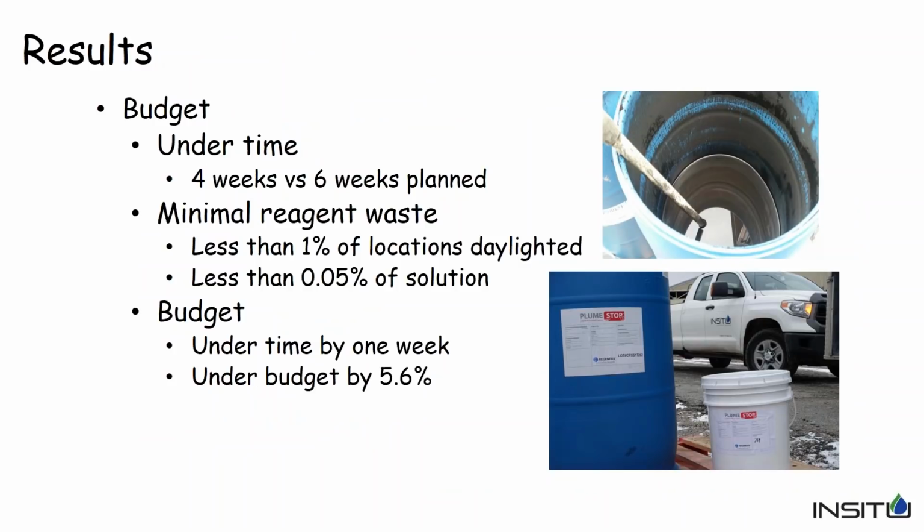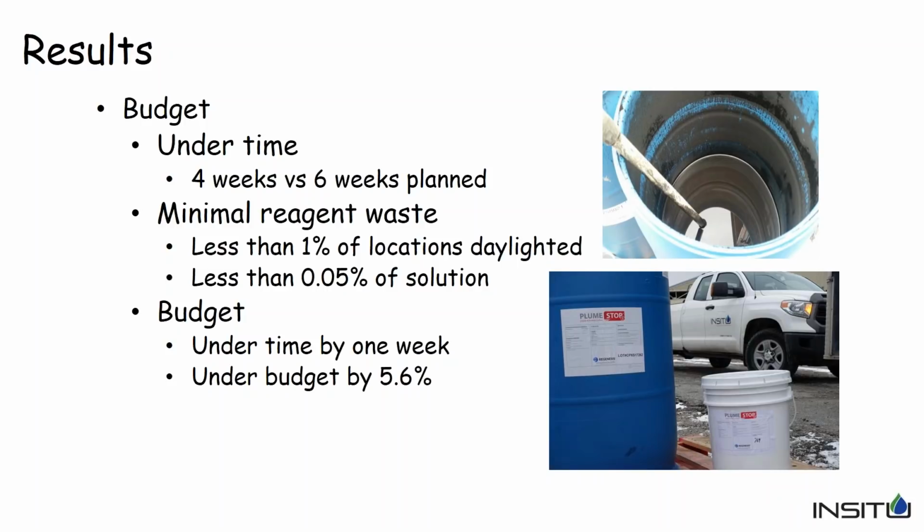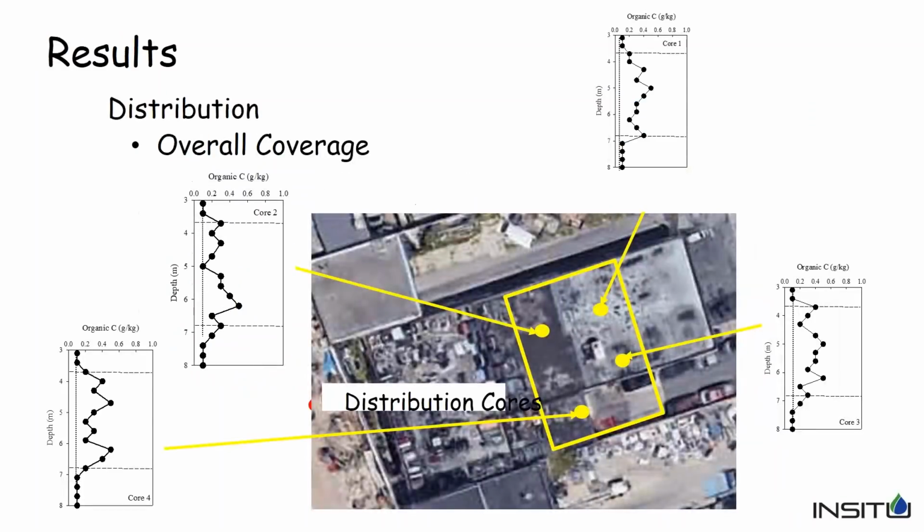Of course, everybody worries about budgets. From a budget point of view, we looked at it 2 ways. One was by timing, so we were 1 to 2 weeks under budget, and we had very minimal waste loss of reagent, which is very important because reagent is money. We had 1 point that daylighted basically, and that resulted in less than 0.05% of the solution lost. And the money budget was 5.6% under budget, so we came in under budget.